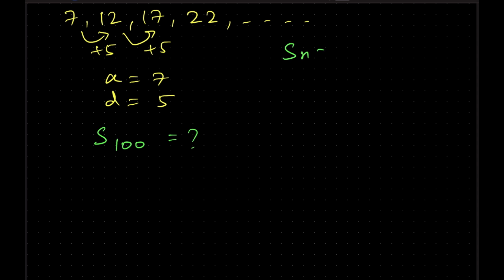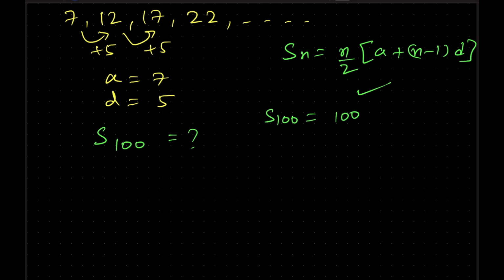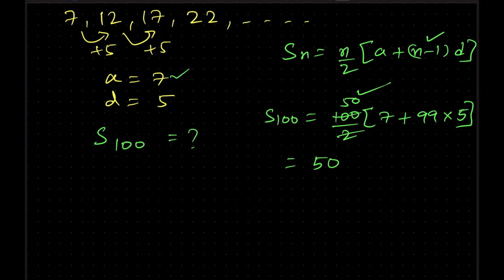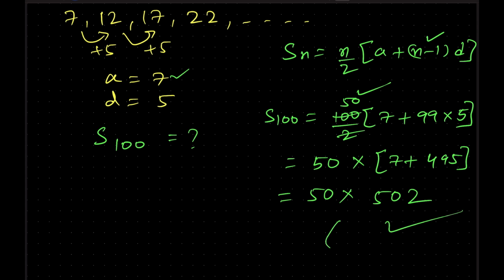You know the formula for the sum of all the terms of an AP is n by 2 times 2A plus n minus 1 times D. So let's put n as 100: S100 is equal to 100 by 2 times, A is 7, plus n minus 1 is 100 minus 1, that is 99, and D is 5. If you simplify this, you get 50 over here. 50 into 7 plus 99 times 5, what will it be? 495, and this will become 50 into 502. So just multiply this and get the answer.